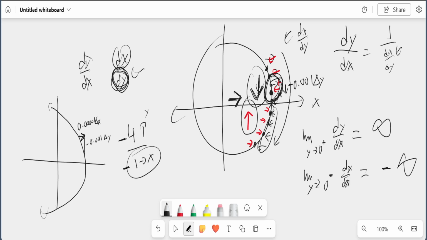So shouldn't it be negative infinity, since it's a negative over a positive? You might be right. Let me see. Negative over a positive. Yeah, I think you are. I think these flipped. Yeah, they are flipped. Okay.